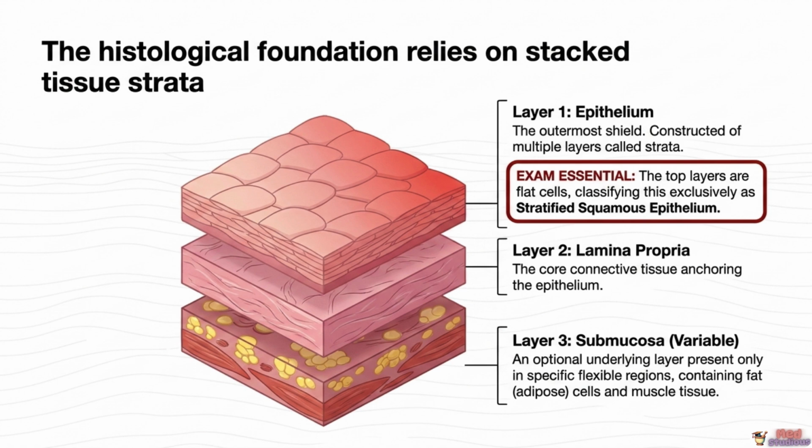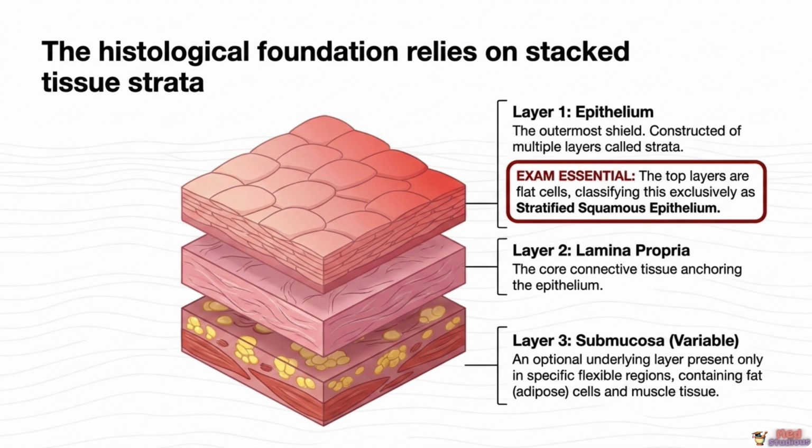The deepest layer is the stratum basale, where mitotically active cuboidal cells continuously divide to replenish the surface. Above that is the stratum spinosum, characterized by spiny, desmosomally connected cells that provide cohesion and structural integrity. In keratinized regions, the stratum granulosum and stratum corneum are added on top, with cornified cells packed with keratin filaments. In non-keratinized regions, the stratum corneum is absent, and surface cells retain their nuclei.